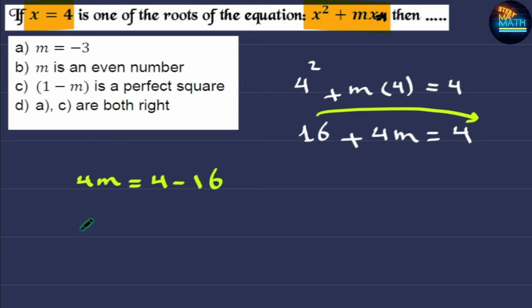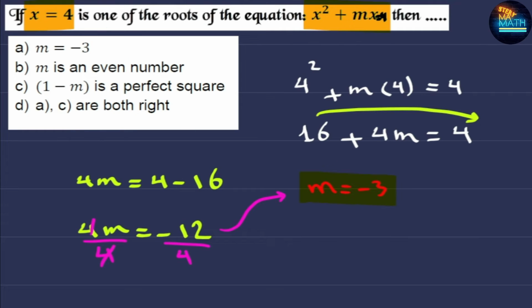And 4 minus 16 is negative 12. And the coefficient is 4, so you will divide both sides by 4. So 4m divided by 4 is m. 4 and 4 cancel each other out. And negative 12 divided by 4 is negative 3. So m is equal to negative 3.